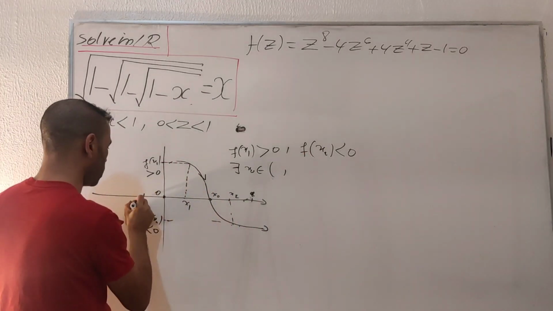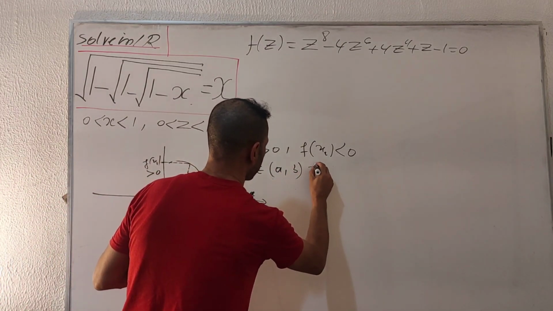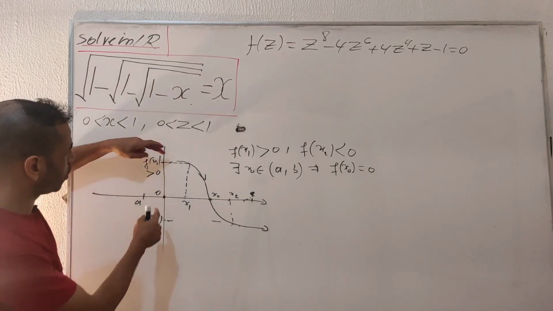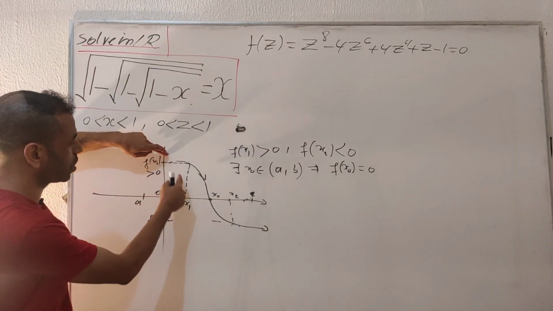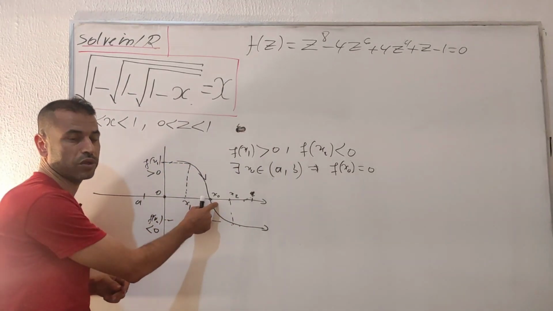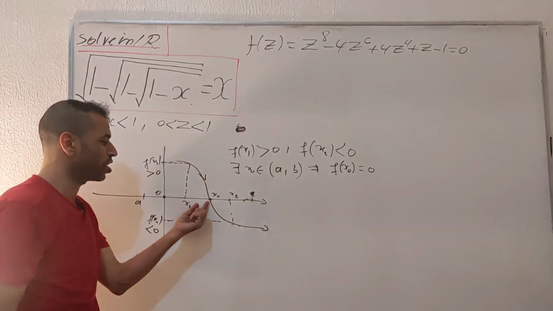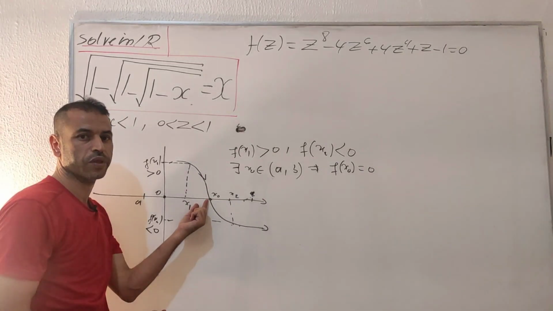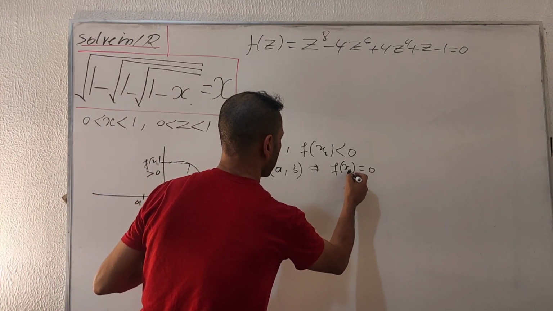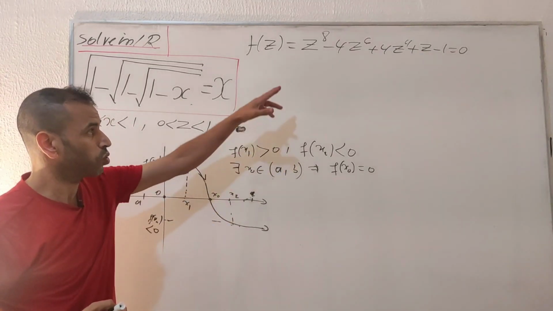Let's put it as an interval, open interval (a, b), such that f of x0 equals 0. Why is that? Because if you have two points, where one output is positive and the other output is negative, the function is going to cross the x-axis at some point. The image of that point equals 0, which means f of x0 equals 0. So this is the theorem that I'm going to apply in order to solve our equation.